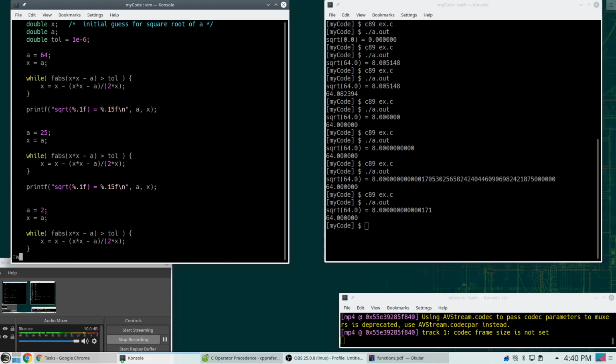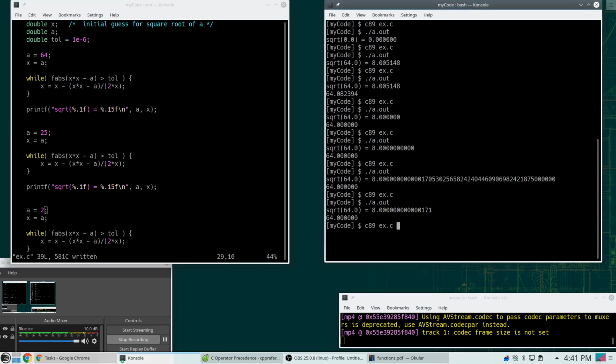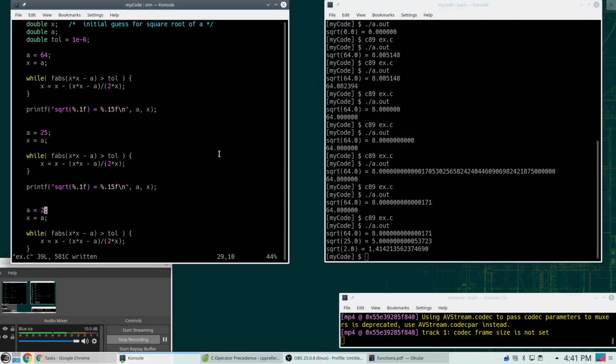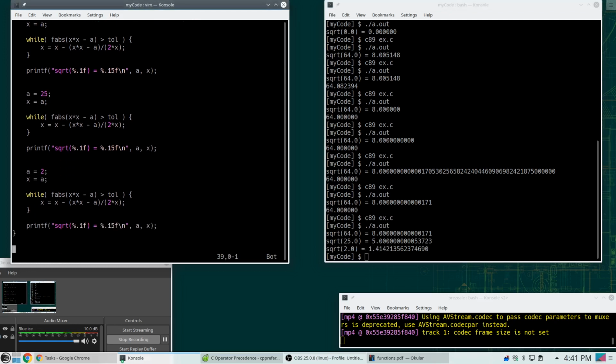And now let's see what we get. Square root of 64 is still 8. Square root of 25 is about 5. Square root of 2 is about 1.414. So it seems to be working. But what did I do? Well, I had to cut and paste the code a whole bunch of times, when really all I wanted was square root of 64, square root of 25, square root of 2. I don't have to cut and paste this code every time.